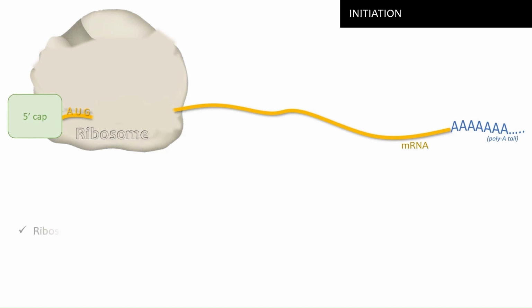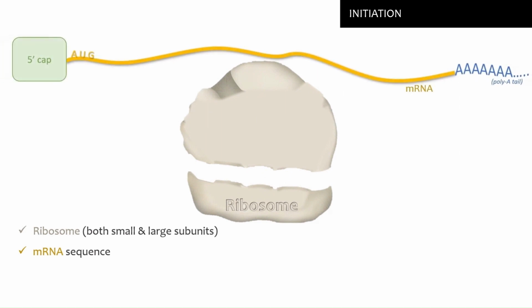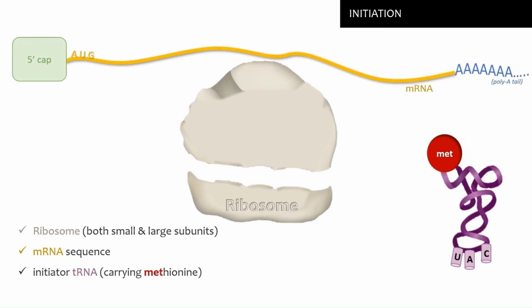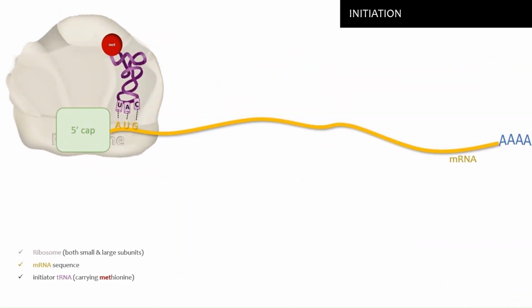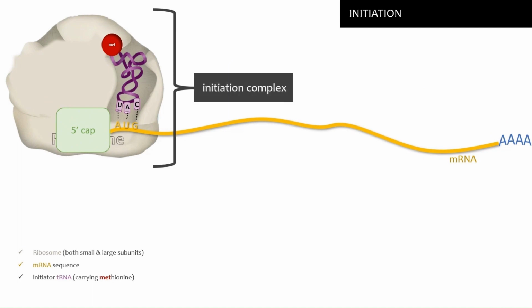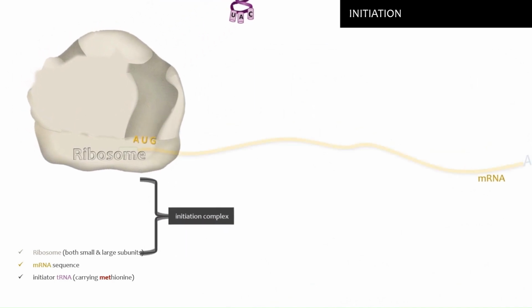Initiation is when we have a ribosome divided into small and large subunits, an mRNA sequence, and an initiator tRNA that is carrying the amino acid methionine, which corresponds with that AUG codon. When we have all of these components coming together to form that initiation complex, that is when we have initiation of this translation process. So the initiation complex is the molecular setup needed to start making a new protein, made up of all the units I just described.